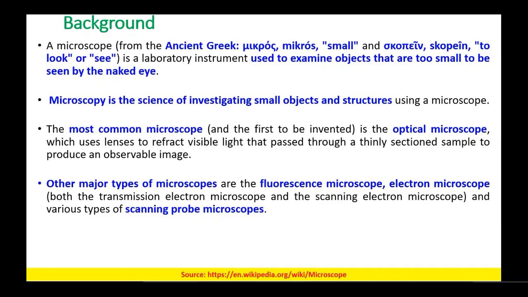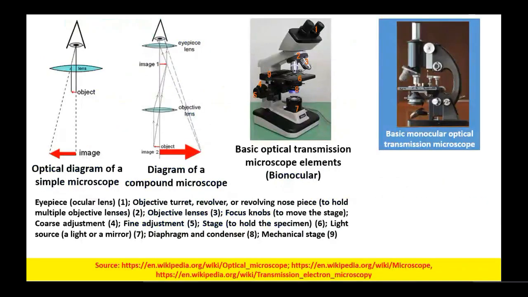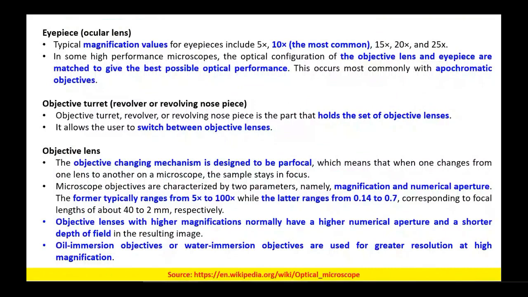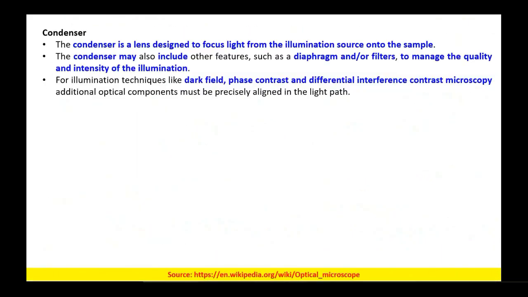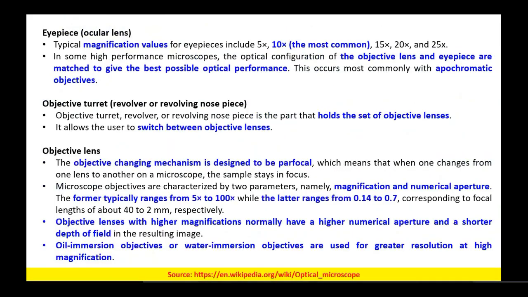Now, I told you that there is one information, depth of field. So what is this depth of field? What happens over here? If you see, the objective lenses with higher magnifications normally have a higher numerical aperture and a shorter depth of field. So what do you mean by this?